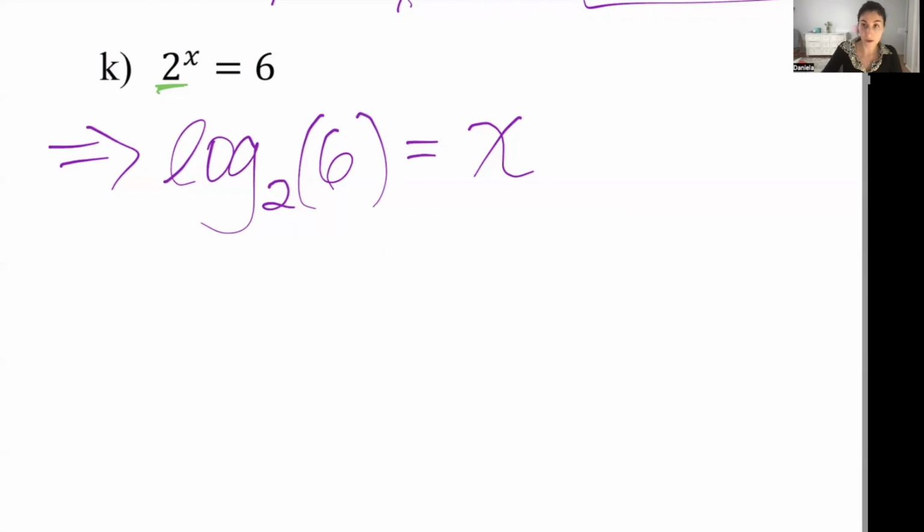All right, so now, hey, look at that. We already solved for x. So if your teacher asks you to put it in the exact form, you're done. x is exactly log base 2 of 6, okay? But let's say he or she asks you to round to the nearest tenth. You just pop that in your calculator, and that's it.